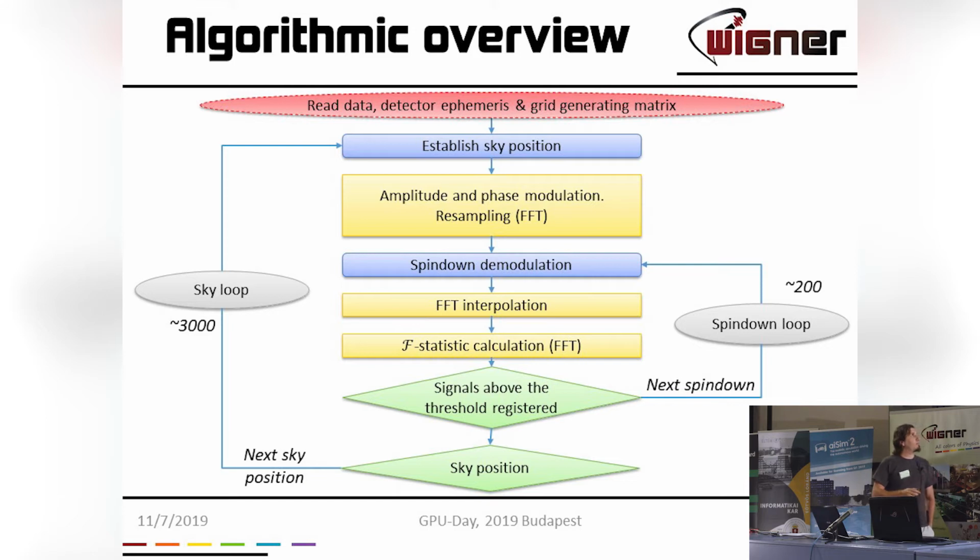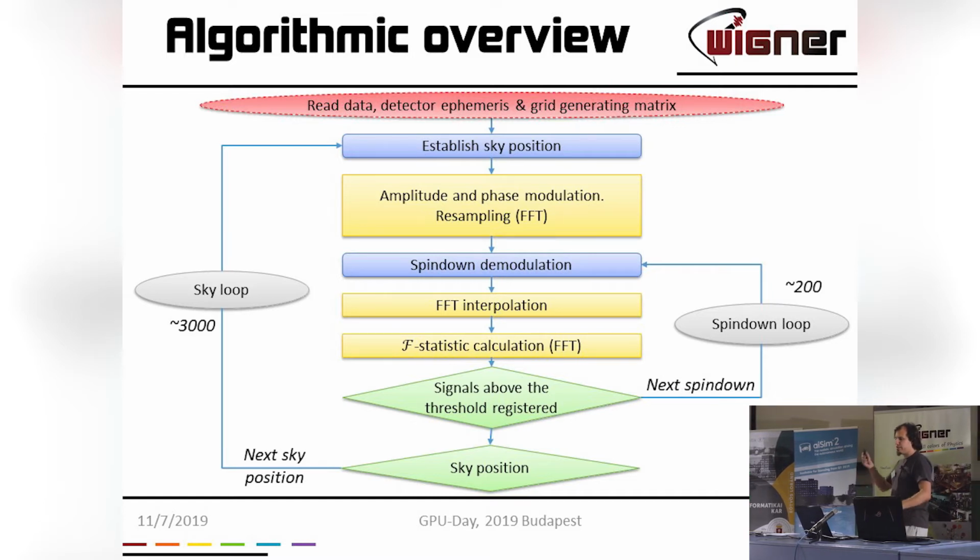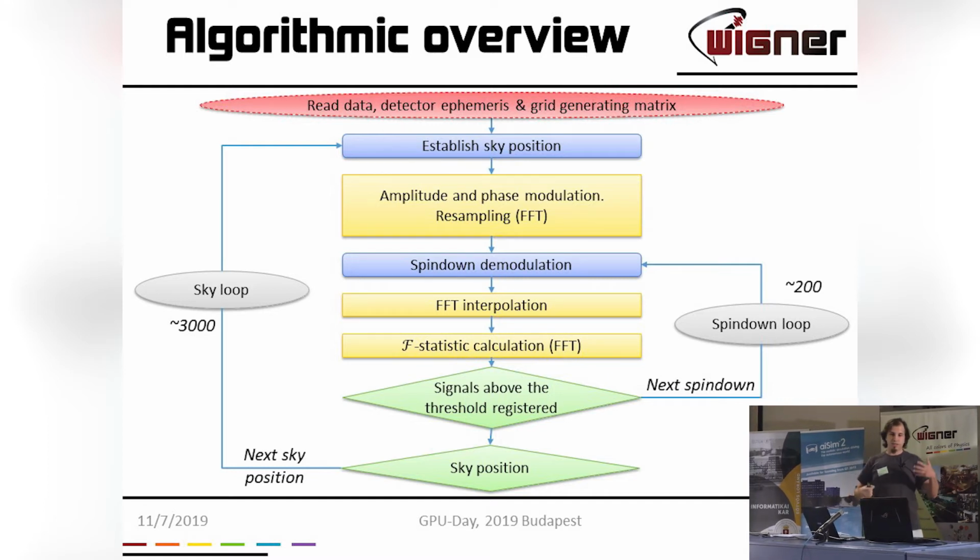The pipeline which we accelerated looks something like this on paper. There's some initialization part when we read the positions and the properties of the detectors. And then there are two nested loops. One is over the sky coordinates. So this is an all-sky search. We try to find the gravitational wave, may it come from any direction.